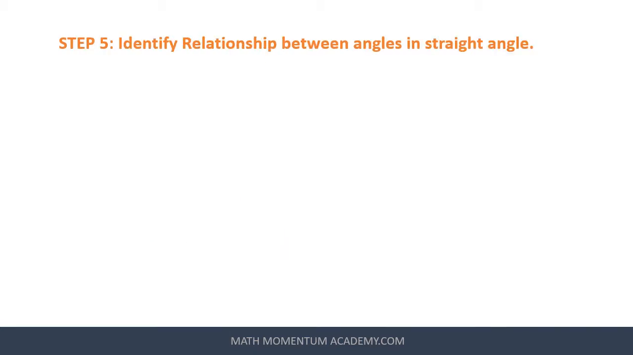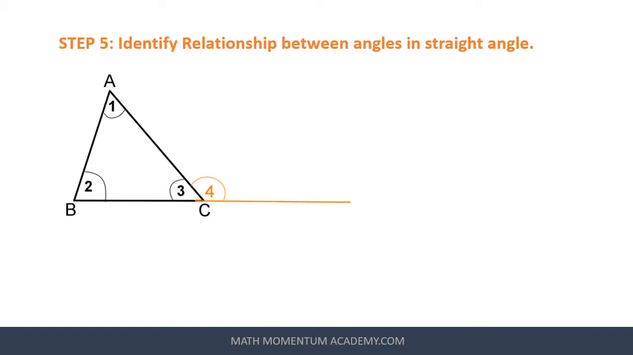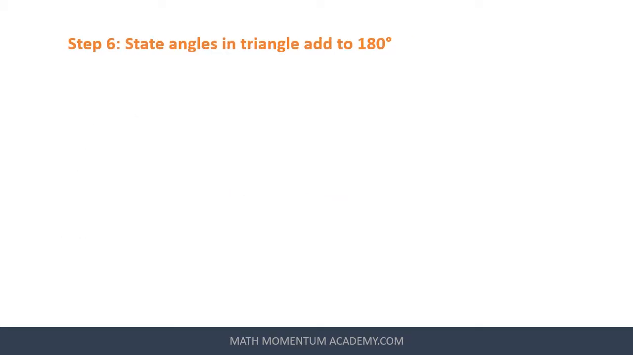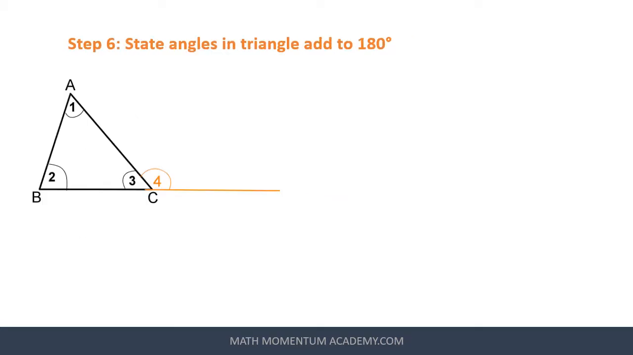We are going to identify the relationships between the angles in the straight line first. And that is, we know that angle 3 plus angle 4 is equal to 180 degrees because they form a straight line. We also know that the three angles in any triangle add to 180 degrees. So we know that angle 1 plus angle 2 plus angle 3 equals 180 degrees.